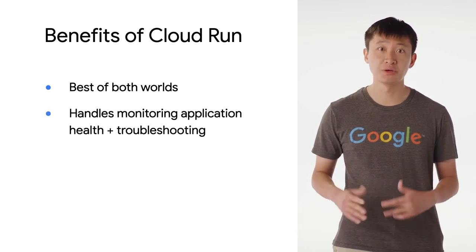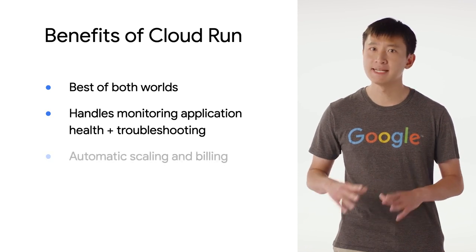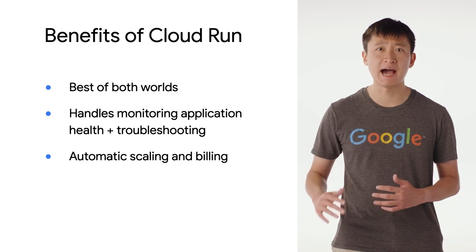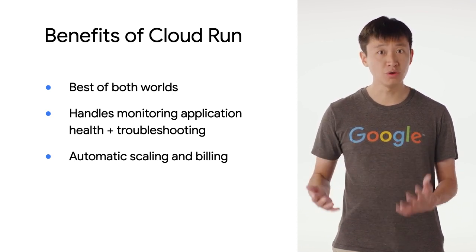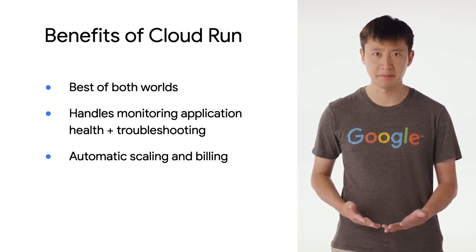With Cloud Run, you can let it handle tasks like monitoring application health and troubleshooting. And similar to App Engine, Cloud Run automatically and quickly scales up or down based on your incoming traffic, and even scales down to 0. You only pay for the resources that your app uses, billed down to the nearest 100th millisecond. Cloud Run is a great place to start for a container-based workload.